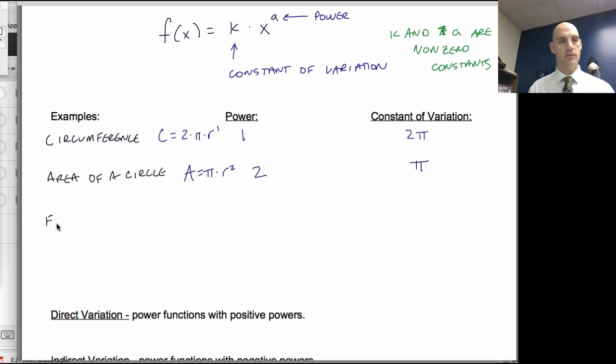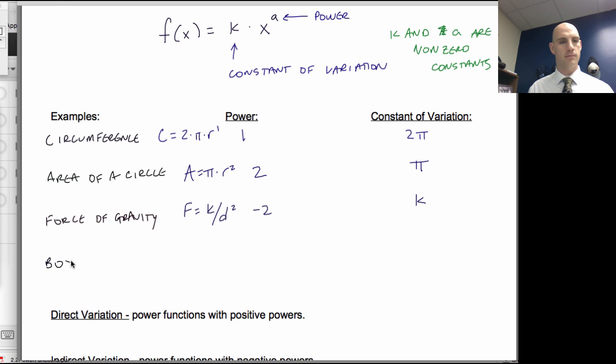Another example would be the force of gravity. The formula for the force of gravity is F equals K divided by D squared. In this case, we have to know a little bit about exponents and the way that they work. When I have a squared on the bottom, that would mean my power is actually -2. What we're going to talk about in a minute is inverse or indirect versus direct variation. And so in this case, because the squared is on the bottom, the power is -2. My constant of variation is still K.